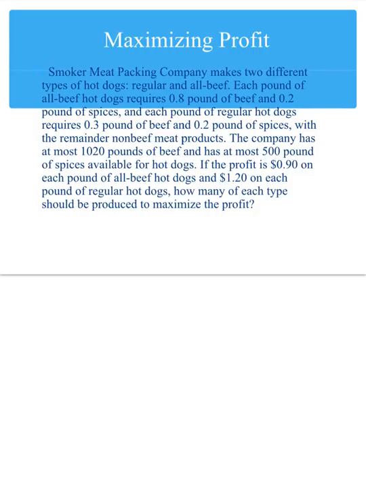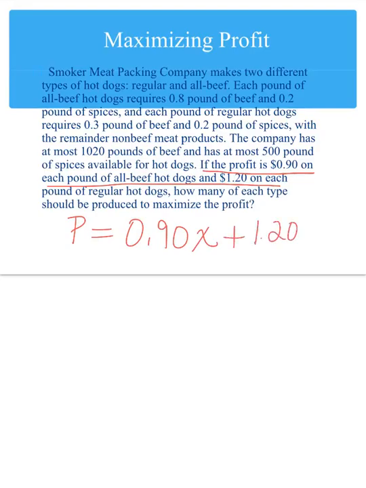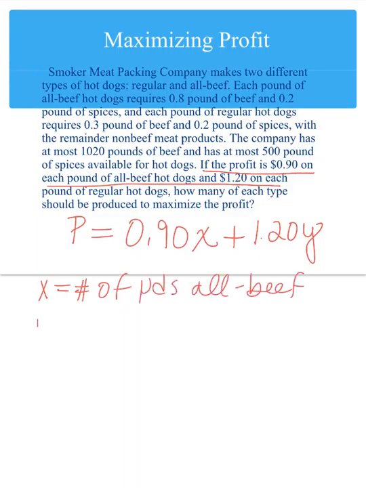So we have to go ahead and figure out the profit function and then the constraints that go with it. So the profit function is located right here in this sentence. So we know that the profit is going to be 90 hundredths x plus $1.20 times y, where x is the number of pounds of all beef and y is the number of pounds of regular.